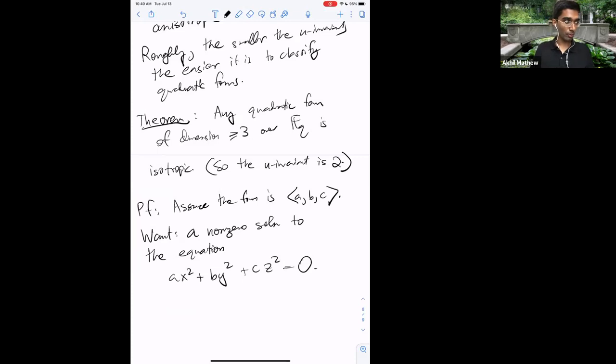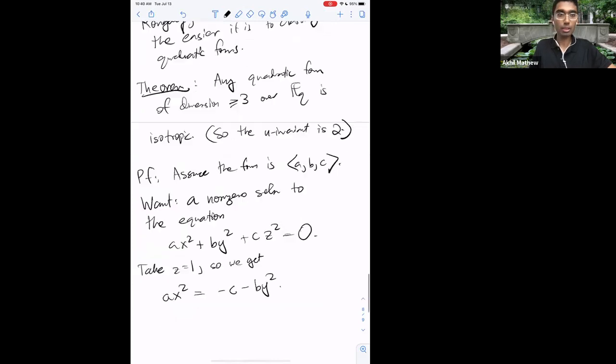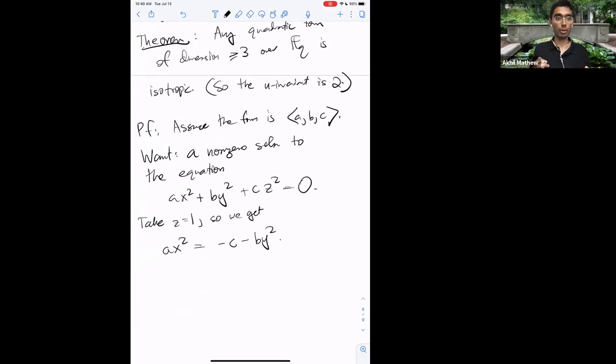Okay, so in fact, we're just going to take z equals 1, so that what we want to solve is ax squared equals minus c minus by squared. And now we're going to make a counting argument.